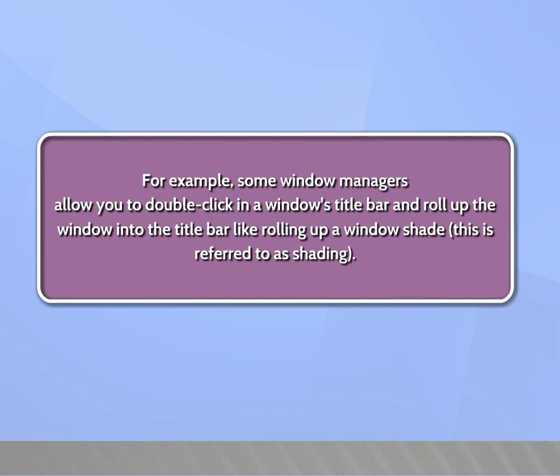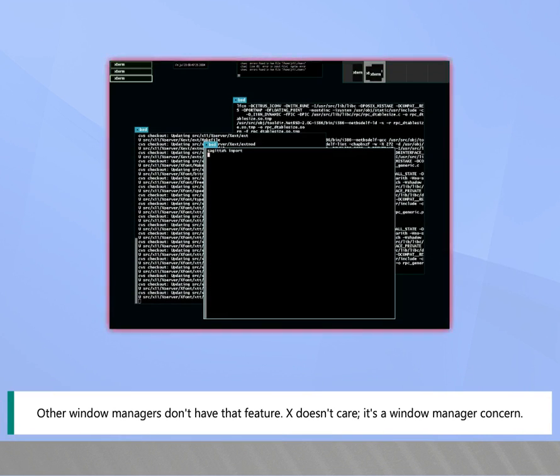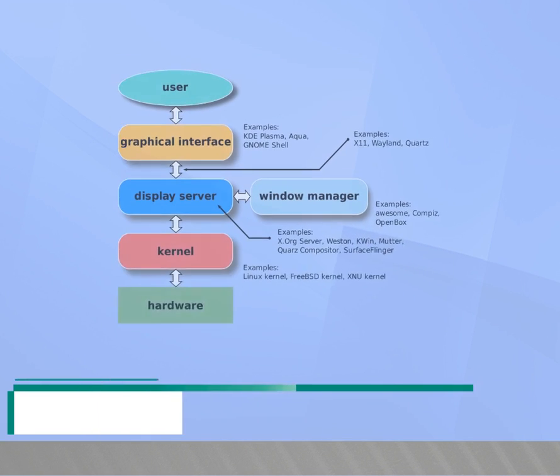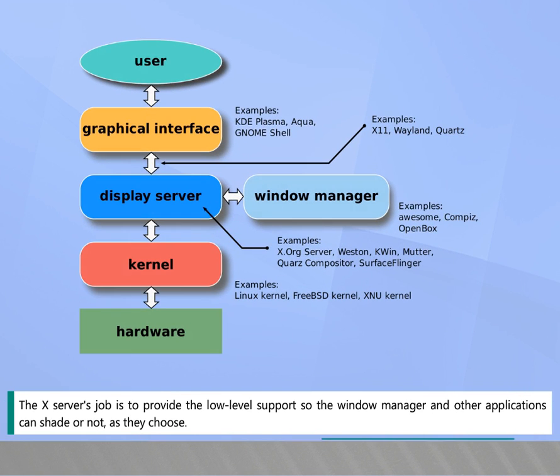For example, some window managers allow you to double-click in a window's title bar and roll up the window into the title bar like rolling up a window shade. This is referred to as shading. Other window managers don't have that feature. X doesn't care. It's a window manager concern. The X server's job is to provide the low-level support so the window manager and other applications can shade or not as they choose.